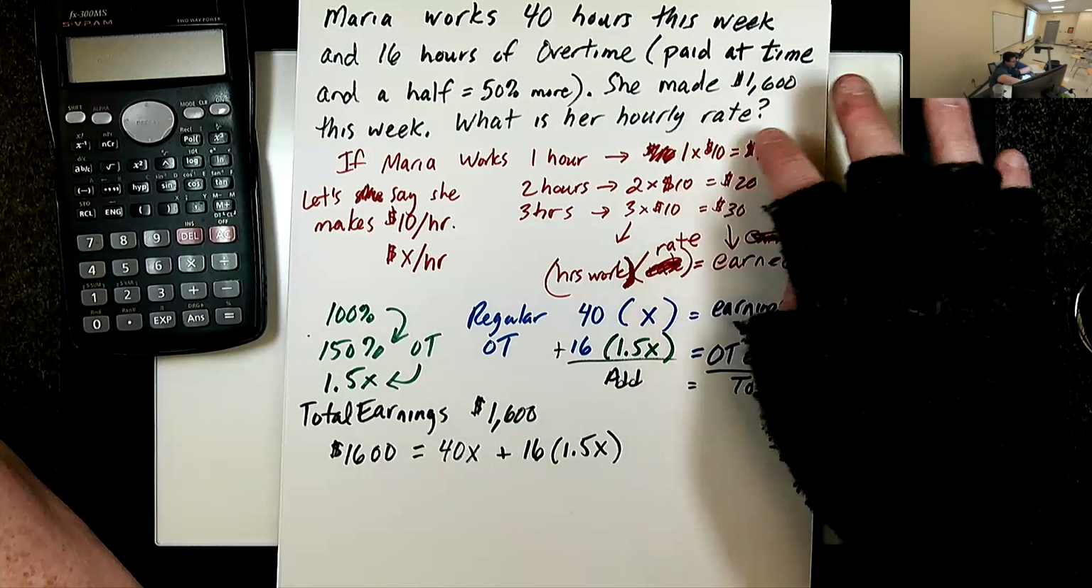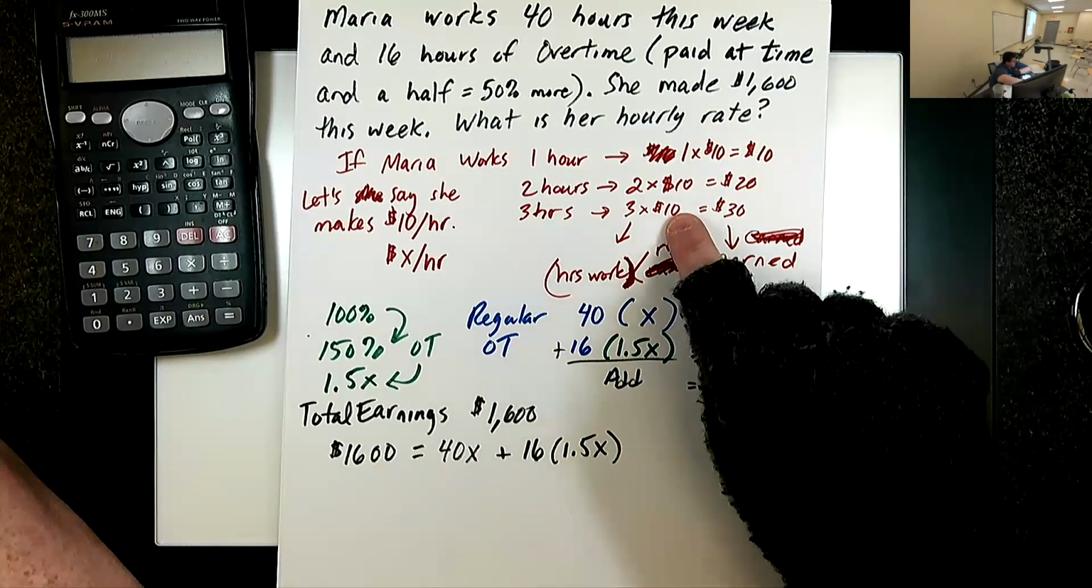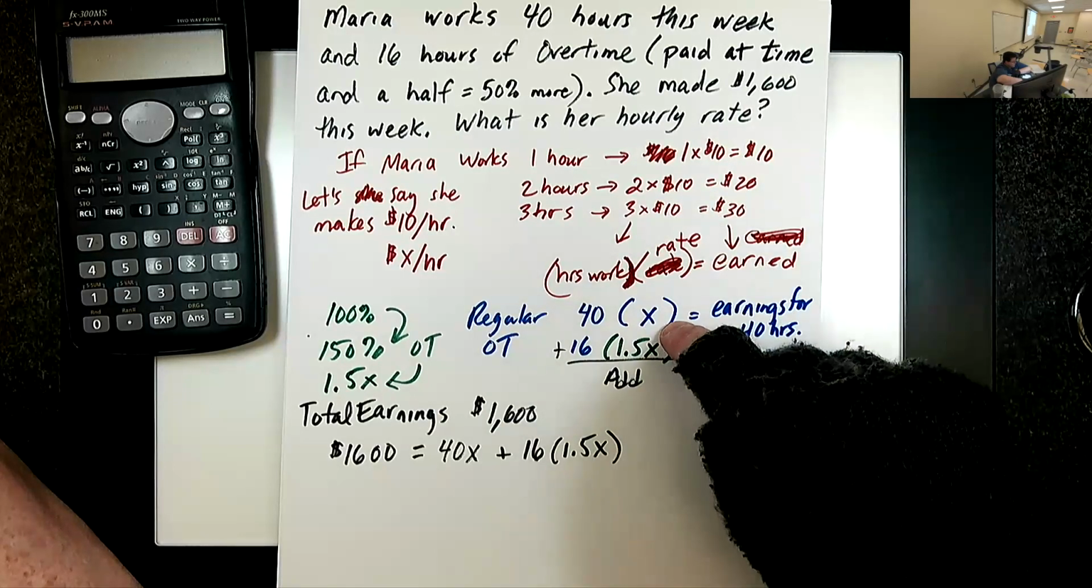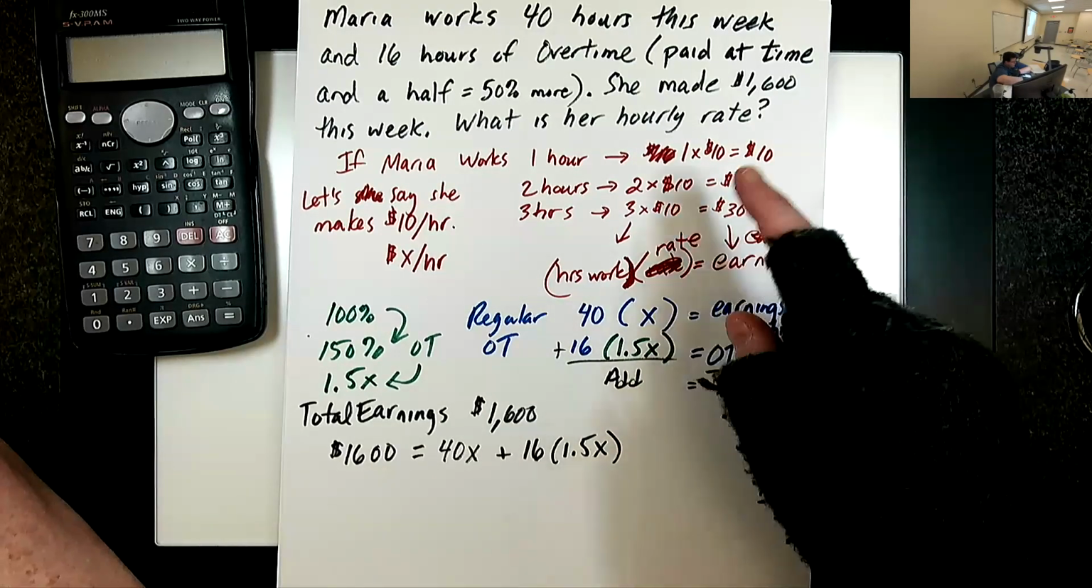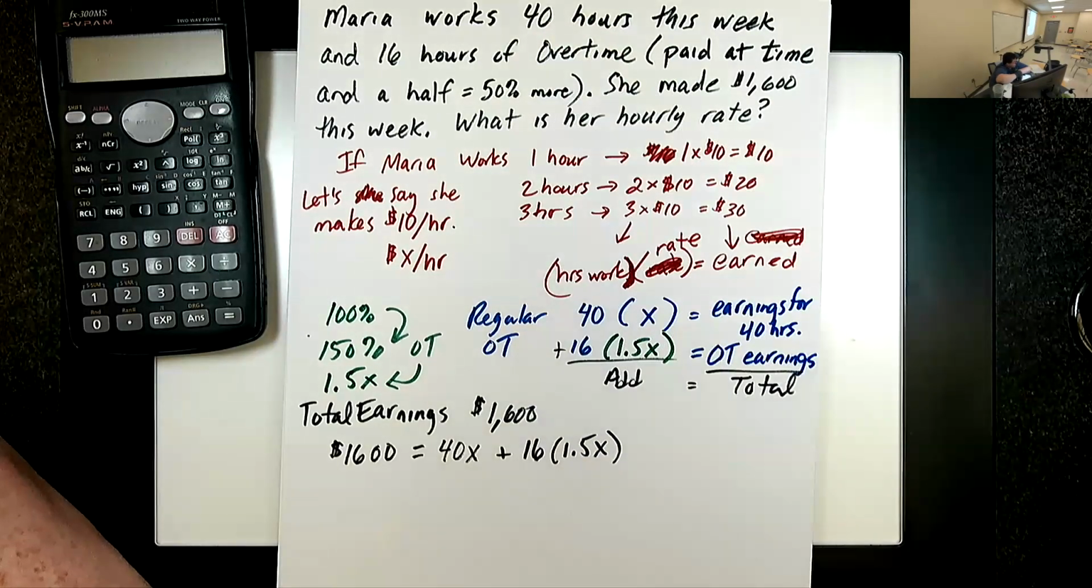I'm noticing a pattern, but the thing I don't know is the $10. So I'm going to replace the pattern with an unknown value x. And now we'll go the pattern all the way up to what she's got, 40 hours of regular pay and 16 hours of overtime pay. Now we can solve it.